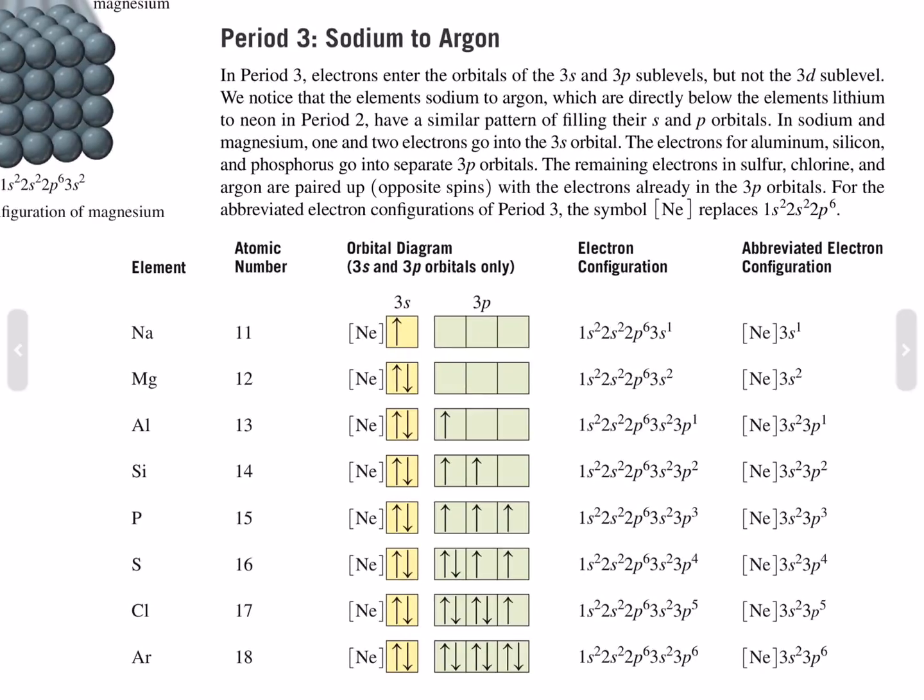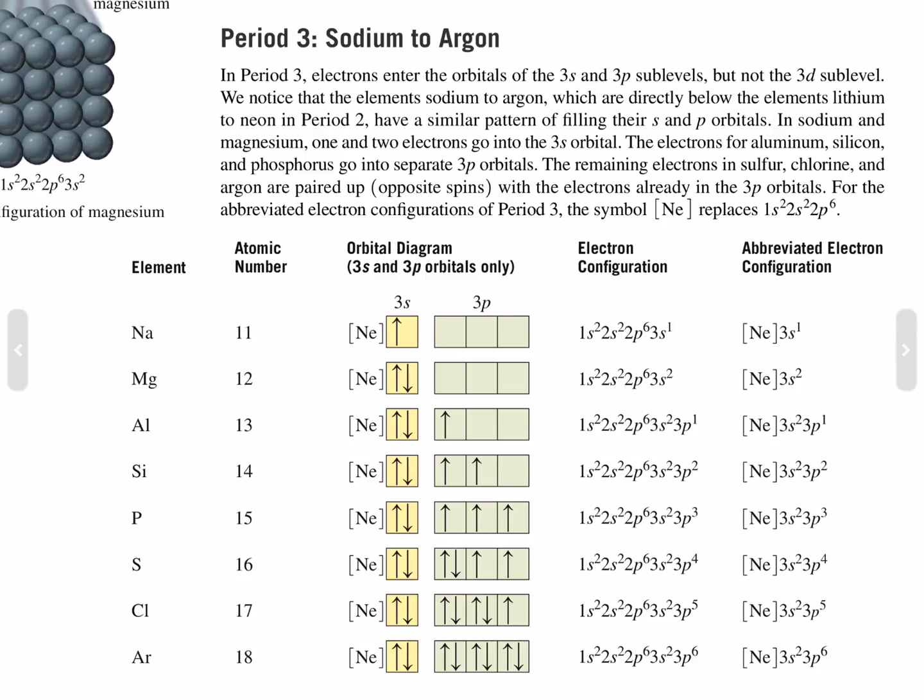Period 3. Sodium to argon. In period 3, electrons enter orbitals of the 3s and 3p sublevels, but not the 3d sublevel. We notice that the elements sodium to argon, which are directly below the elements lithium to neon in period 2, have a similar pattern of filling their s and p orbitals. In sodium and magnesium, 1 and 2 electrons go into the 3s orbital, and electrons for aluminum, silicon, and phosphorus go into the separate 3p orbitals.